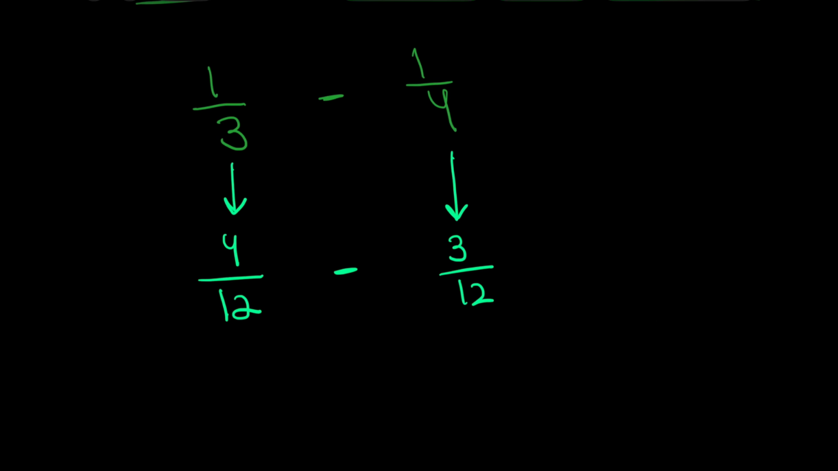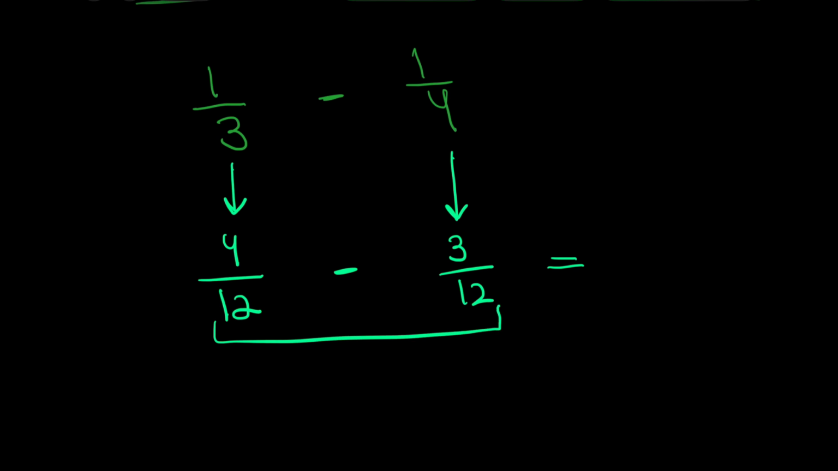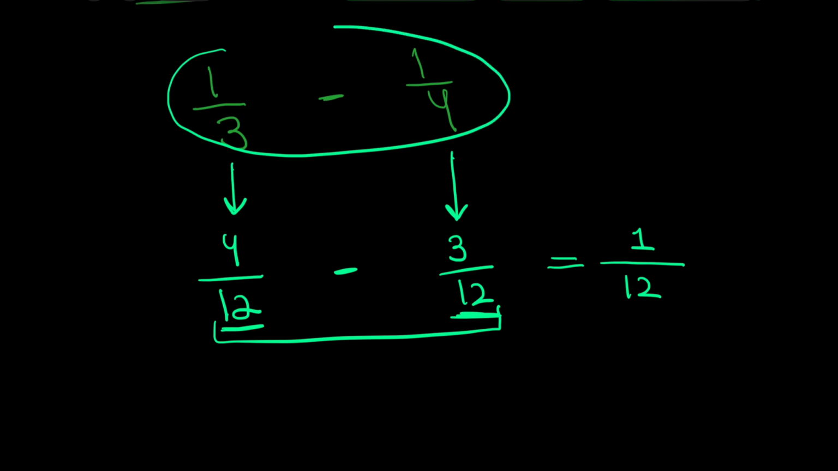And 4 over 12 minus 3 over 12 is an equation that we know how to solve because both the fractions have the same denominator. So let's solve it. We already know that the denominator of the result is going to be 12 since both of these denominators are the same number. And all we have to do is subtract the numerators. And what's 4 minus 3? 4 minus 3 is 1. So the answer to 1 over 3 minus 1 over 4 is 1 over 12.